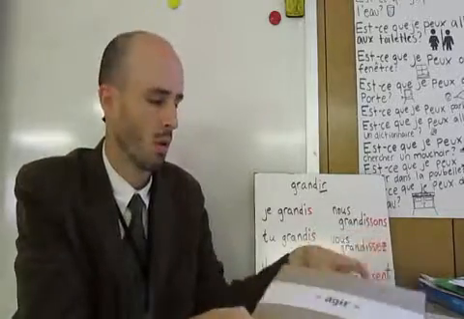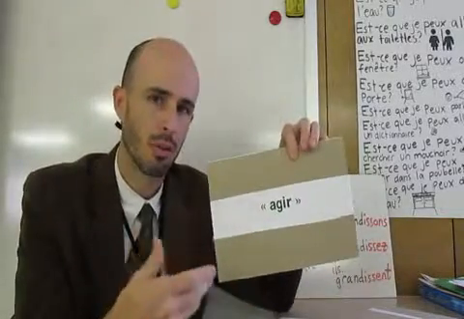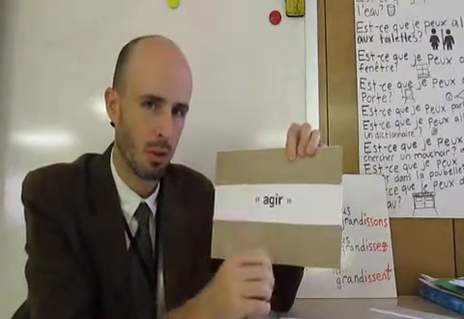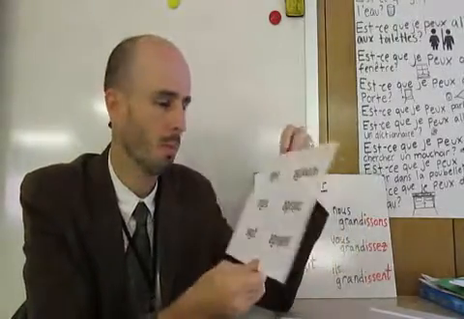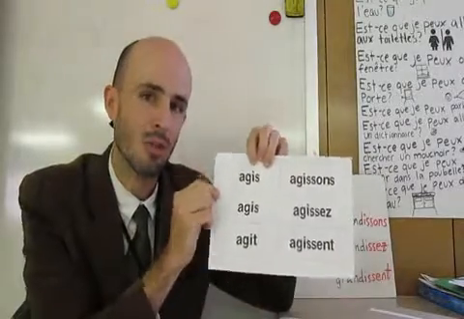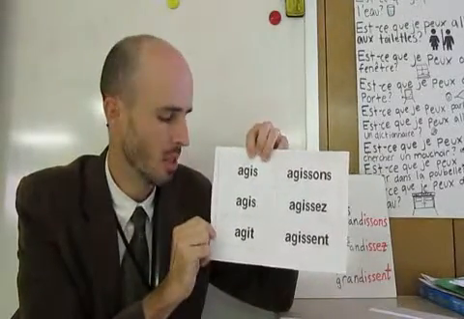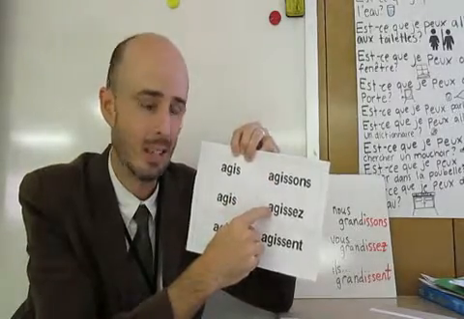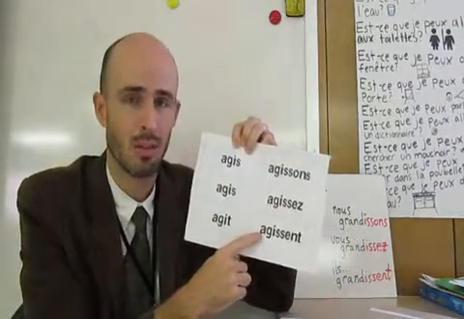How about one more? Agir, to act, to take an action. Okay? Again, drop off the R, add your endings. That would give us j'agis, tu agis, il agit, nous agissons, vous agissez, ils agissent.